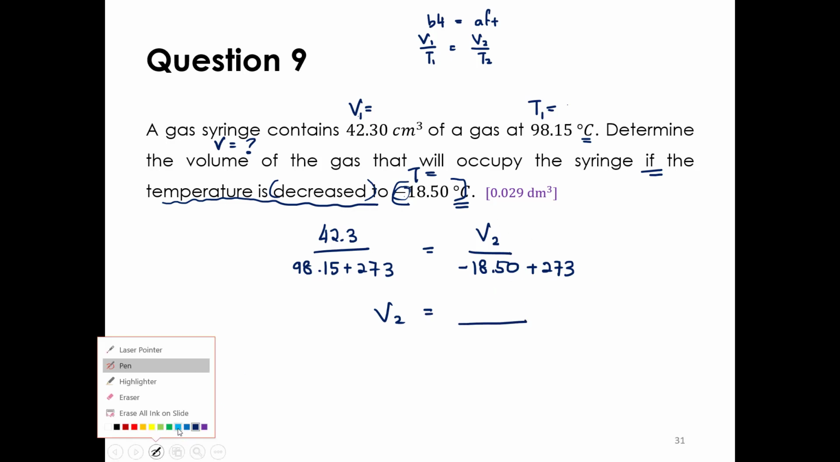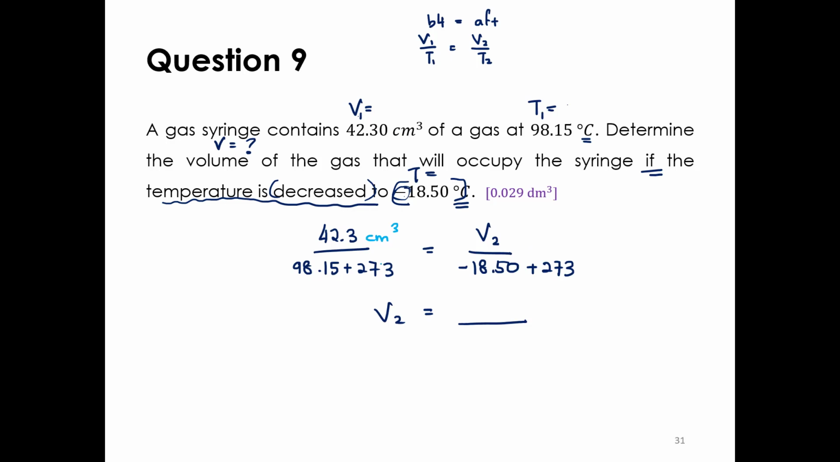Since V1 has a unit of centimeter cube and the temperatures are in Kelvin, your V2 will be in the unit of centimeter cube. Of course, if you want to convert from centimeter cube to decimeter cube, you are always welcome to do so, but you will have a different answer. It's either 0.029 decimeter cube or 29.005 centimeter cube. Both are acceptable if the question doesn't specify what unit you need to use. I'll leave it to you to solve this.